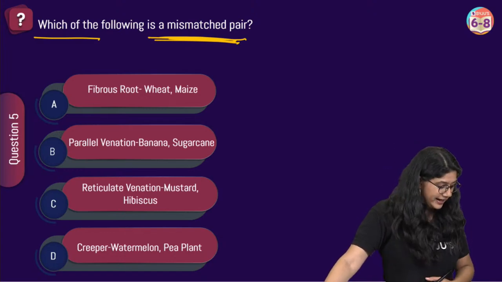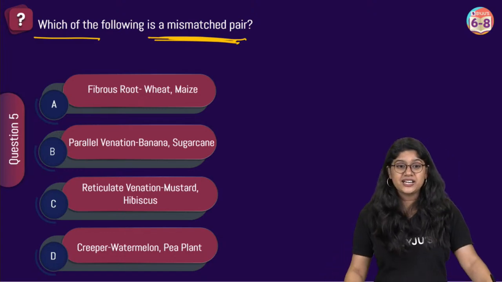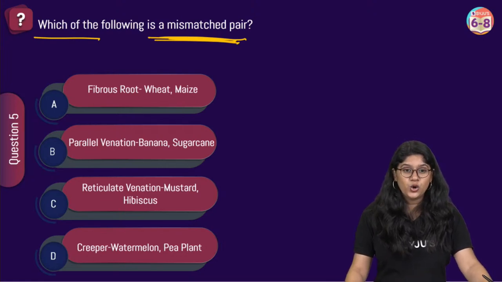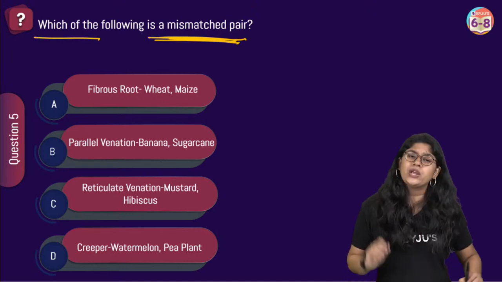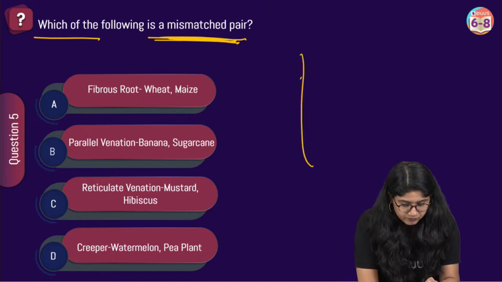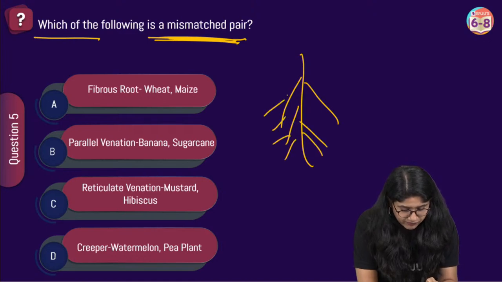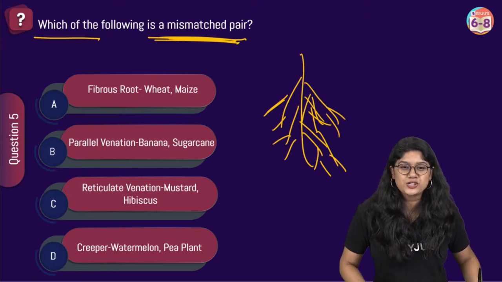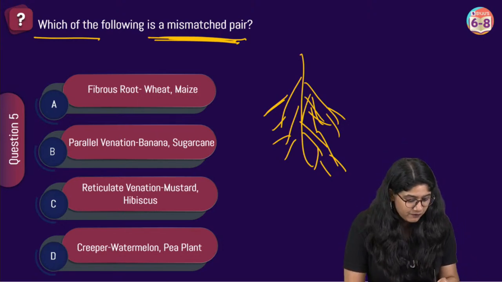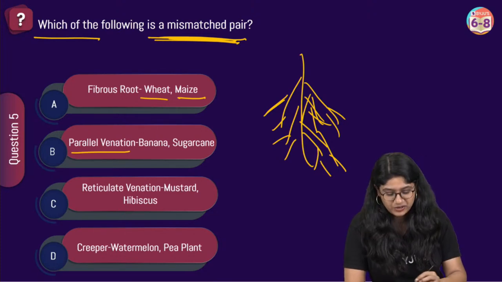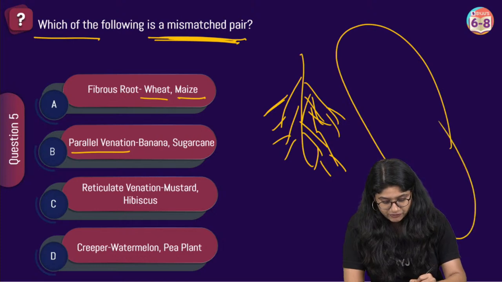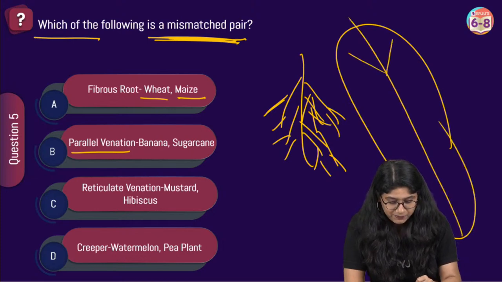Very good. Okay, I think we can end the poll because all of you have guessed the correct answer. And the correct answer is option number D. We know that fibrous roots are like this, right? They have lots and lots of small roots arising. Fibrous roots are present in the monocots, which are wheat and maize. Parallel venation is there in the banana, right? Because on the banana leaf, we will see that the veins will run parallel to each other.